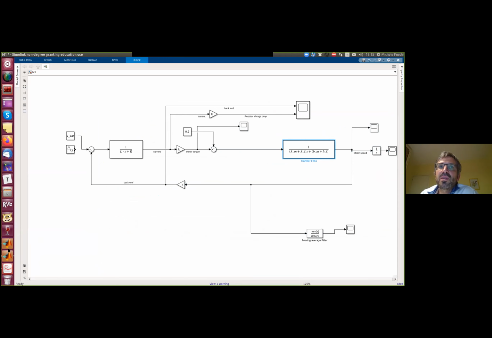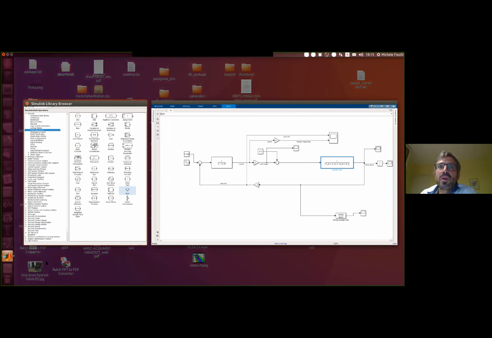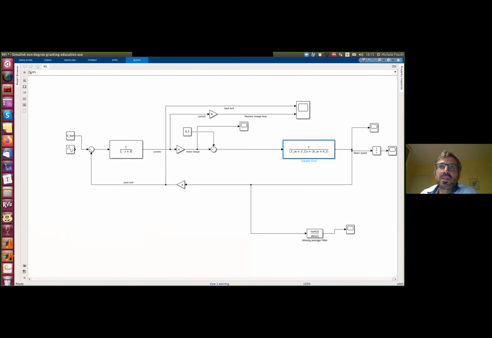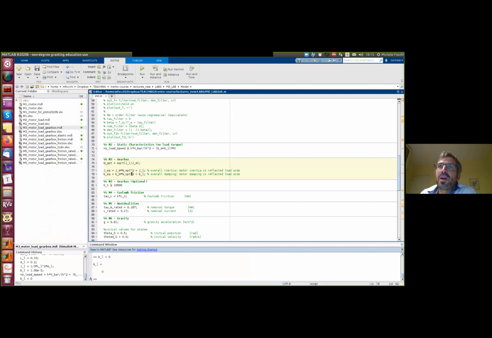So let's see what we need to add a gearbox. First, we should decide how much is the gear ratio. And you remember from the slide, there is an optimal value for the gear ratio that is the square root of the load inertia divided by the motor inertia. Let's see how much is that. Calling F9 to evaluate, and it's around 10.5, so quite a small gear ratio.